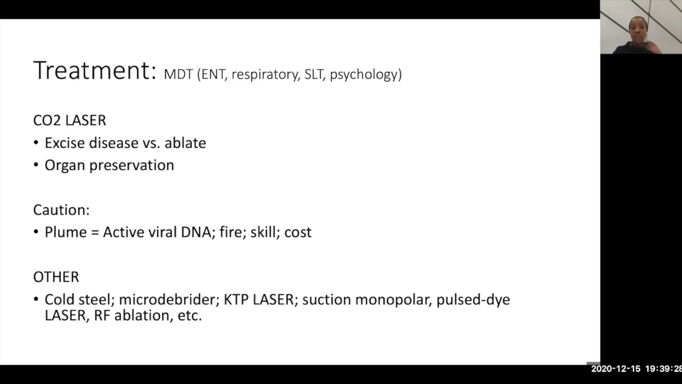The KTP laser, which targets more the hemoglobin rather than the water, as compared to a CO2 laser, is used by some people. And Mr. Jonas has already expanded on how hairy some of those procedures can be. Some people even use suction monopolar, and of course you have the pulse dye laser and even radiofrequency ablation. So there are many tools.